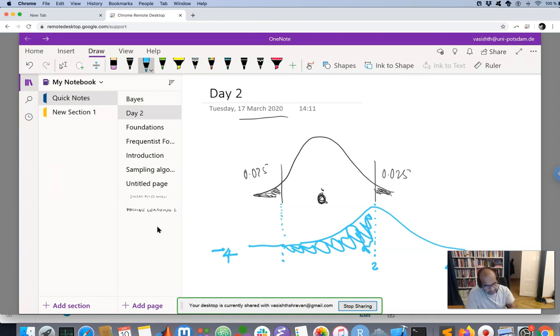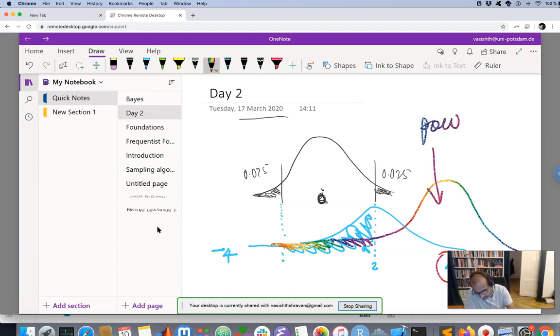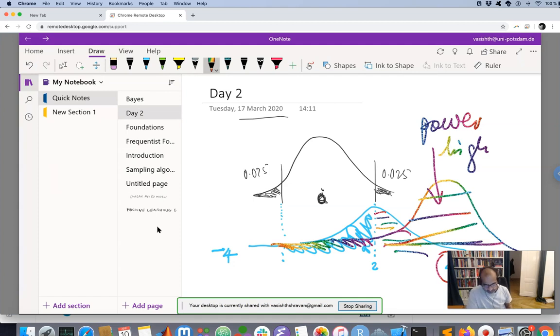Okay, so now consider another scenario. Let me see if I can change colors here. Consider a scenario where the true value is actually 4. Now the true distribution is centered around 4, right? So my type 2 error is going to go down dramatically, and that means my power will go up. My power is high now, because this area under the curve has increased a lot compared to the situation here. If you consider this area versus this area under the curve, this is a much larger area, right?